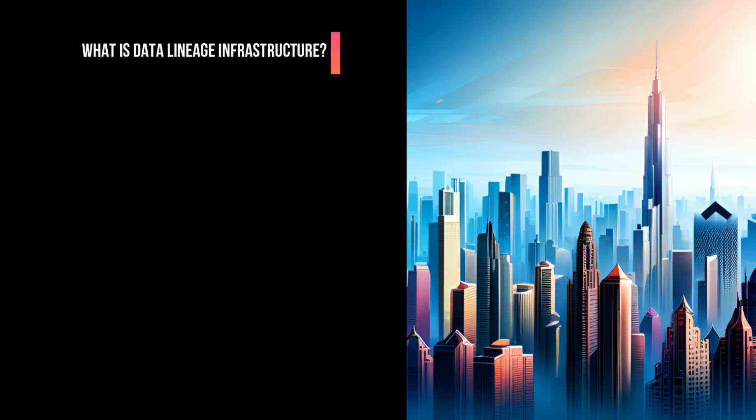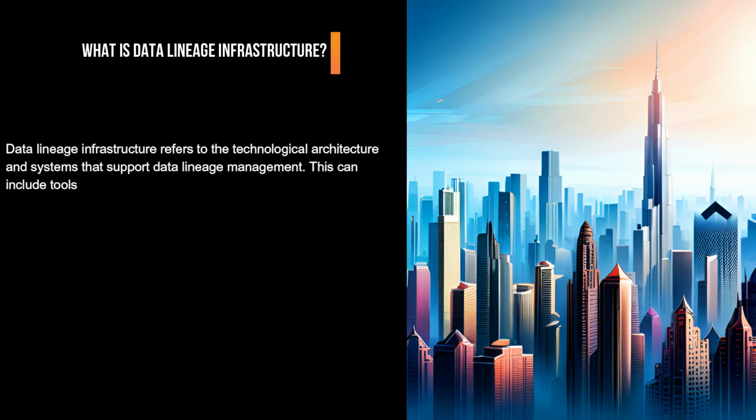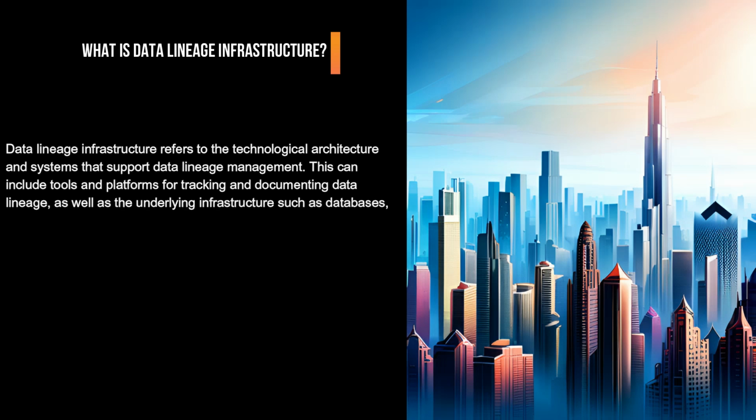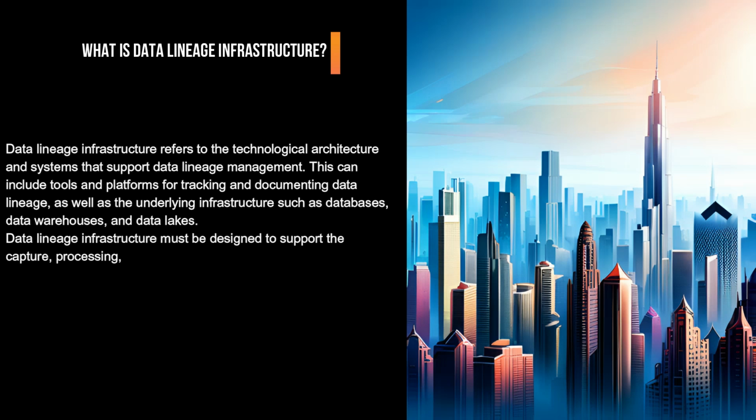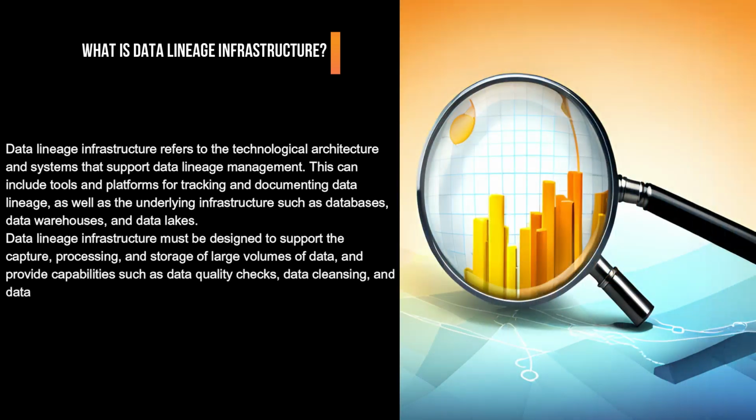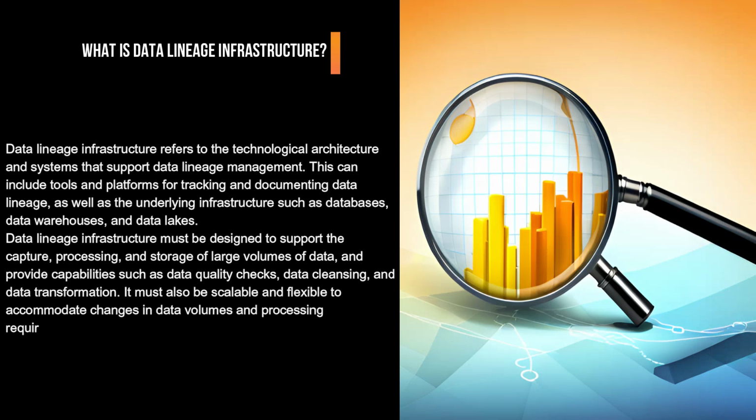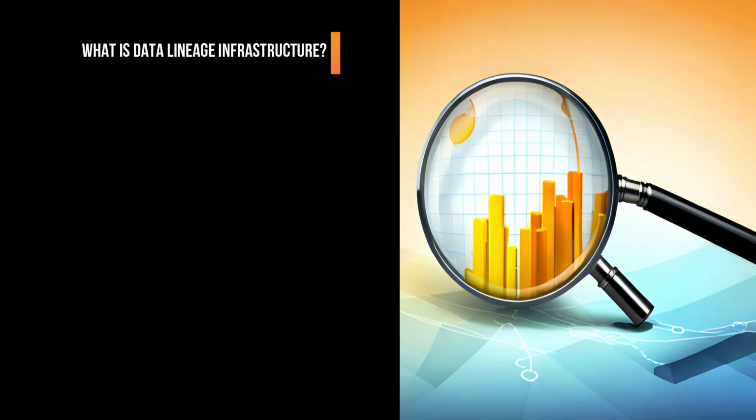What is data lineage infrastructure? Data lineage infrastructure refers to the technological architecture and systems that support data lineage management. This can include tools and platforms for tracking and documenting data lineage, as well as the underlying infrastructure such as databases, data warehouses, and data lakes. Data lineage infrastructure must be designed to support the capture, processing, and storage of large volumes of data, and provide capabilities such as data quality checks, data cleansing, and data transformation. It must also be scalable and flexible to accommodate changes in data volumes and processing requirements over time.